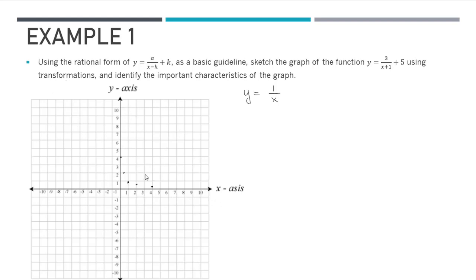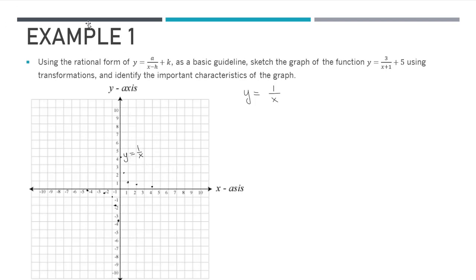We don't want to forget about the negative side of this as well. It looks exactly the same though. So you're looking at -2 and -4. And then when x is -0.5, you're going to get -2. And when x is -0.25, you'll get -4. So we have some points that we can play with. And I'm just going to label that y equals 1 over x.